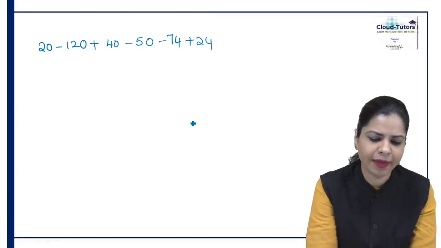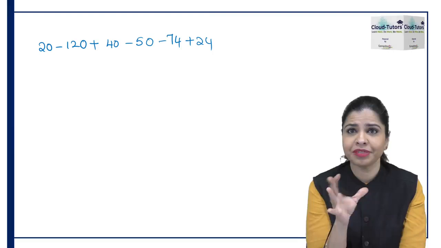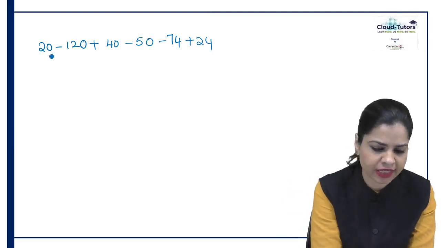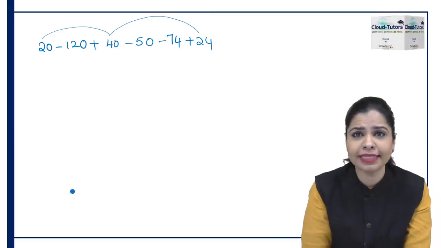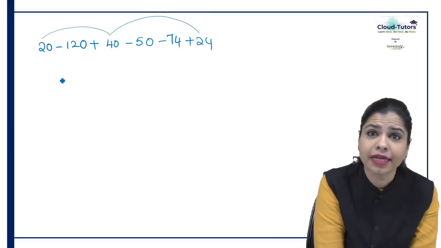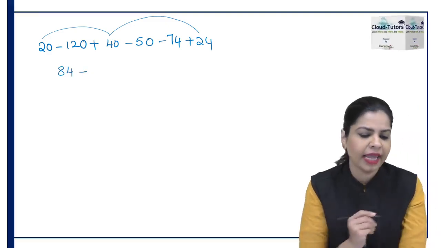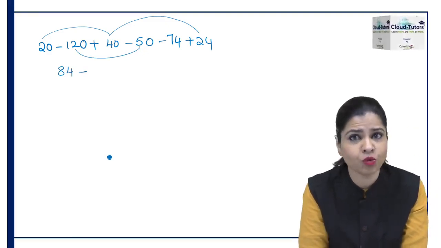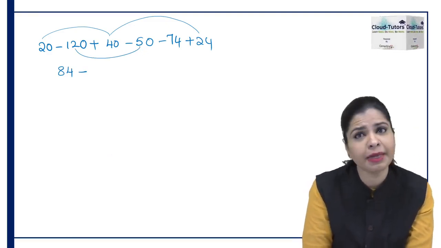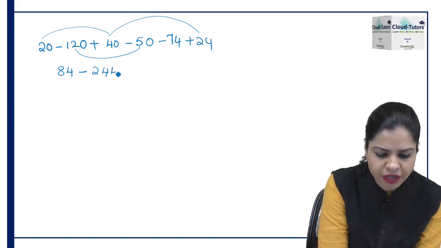So when I add them up, quickly you do the math. Let's add all the positive numbers and add all the negative numbers. What is it? 20 plus 40 is 60. 60 plus 24 is 84. Now let's add the negative numbers. 84 minus 120 minus 50 is minus 170. Minus 170 minus 74 will be minus 244.